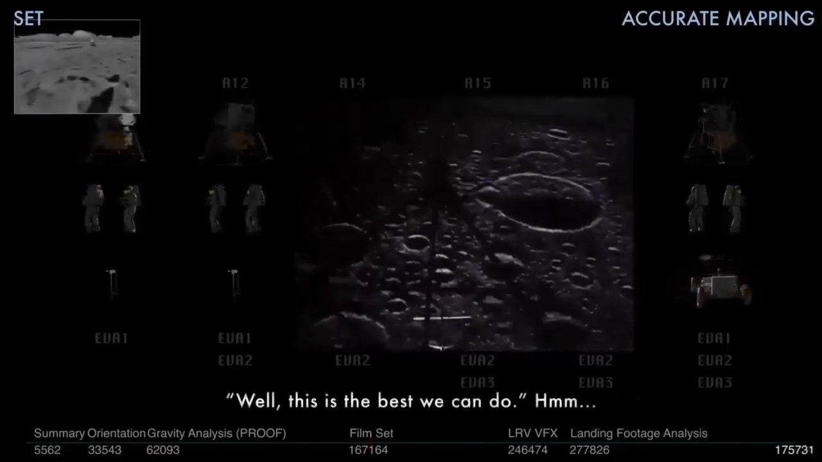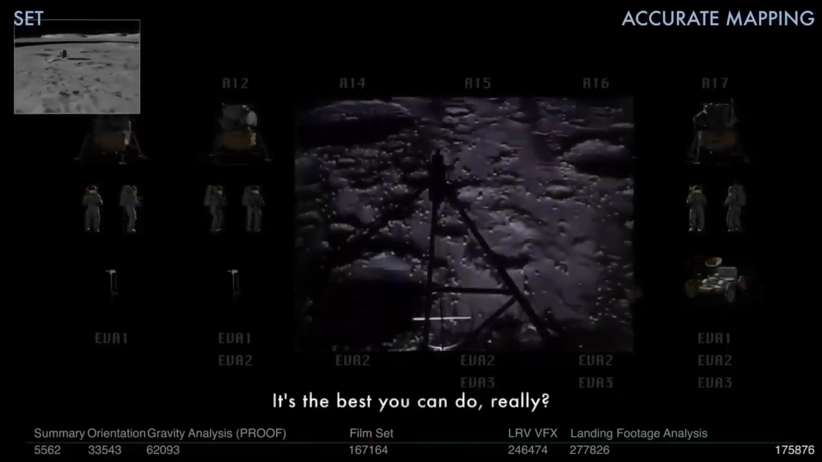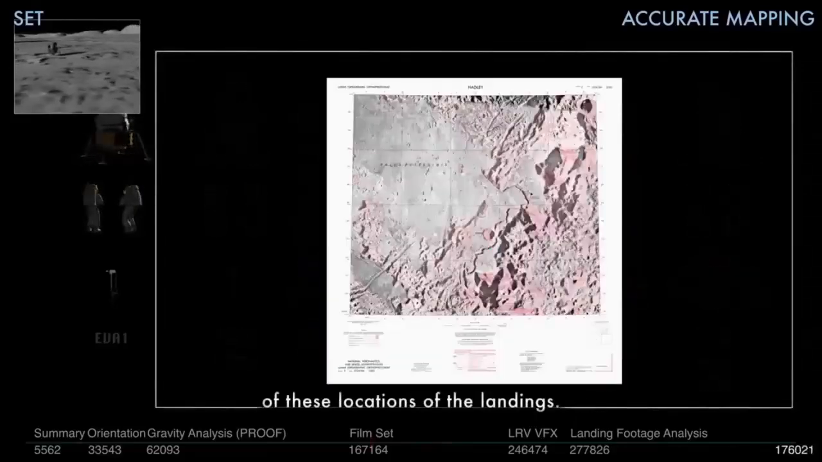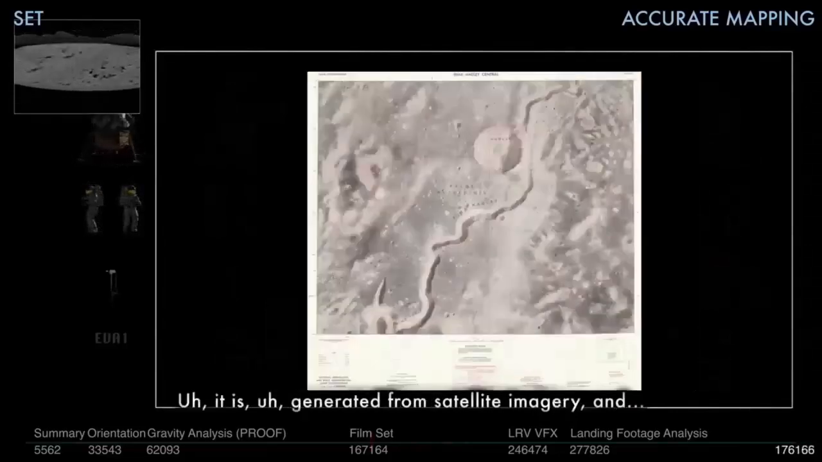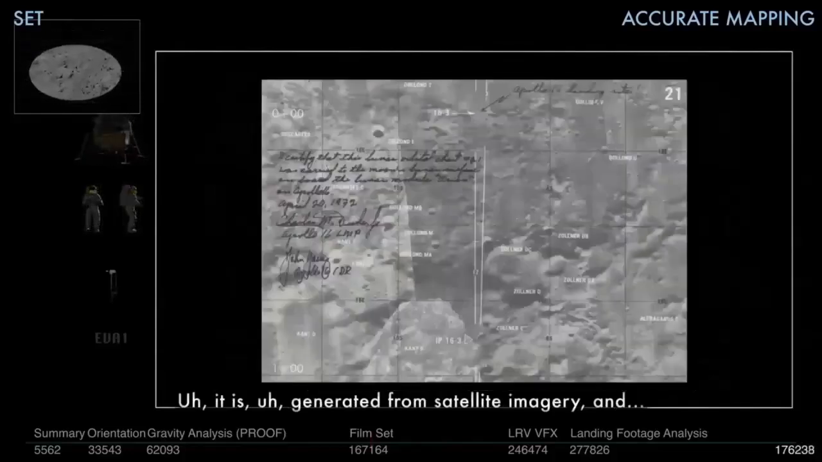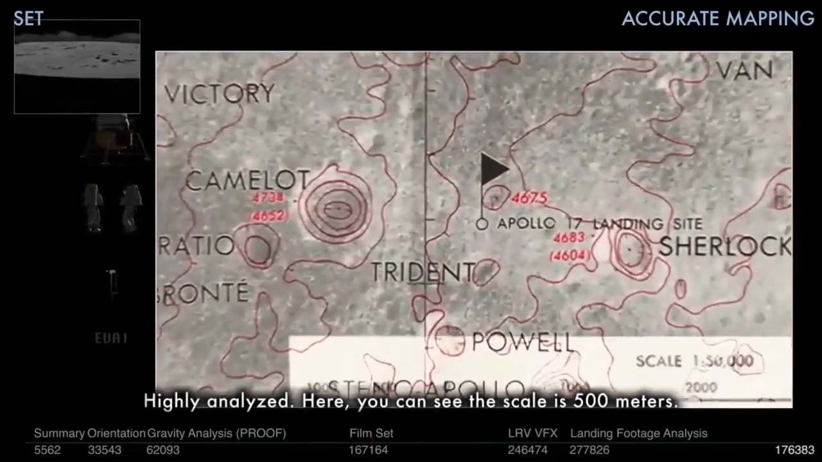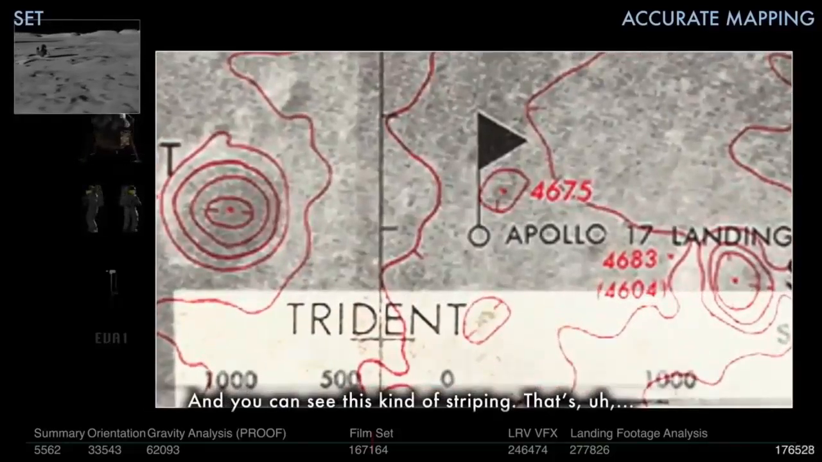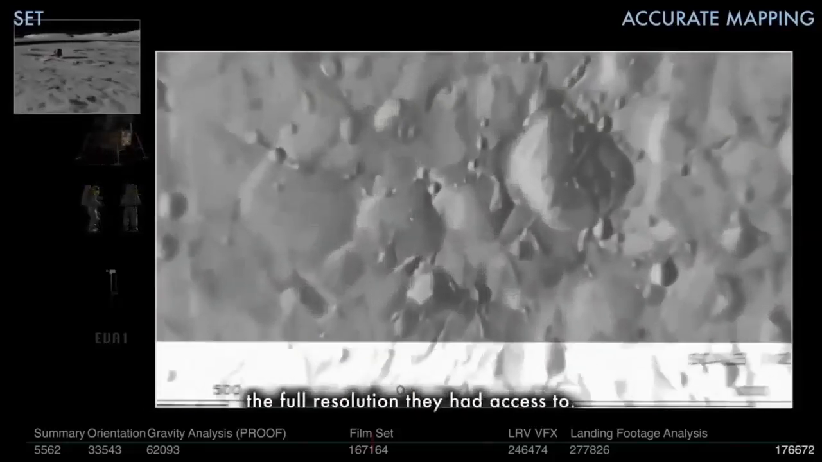Well, this is the best that we can do. It's the best you can do? Really? So here we have examples of maps of these locations of the landings. It's generated from satellite imagery and highly analyzed. Here you can see the scale is 500 meters. And you can see this kind of stripping. That's from the satellite passes, multi-passes, and we're probably not seeing the full resolution they had access to.